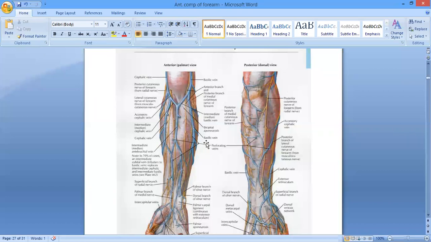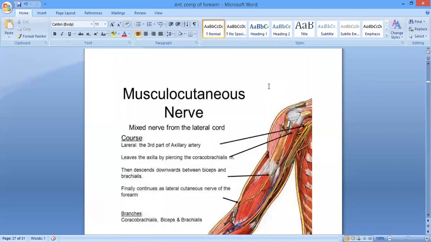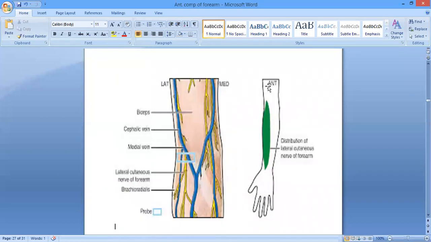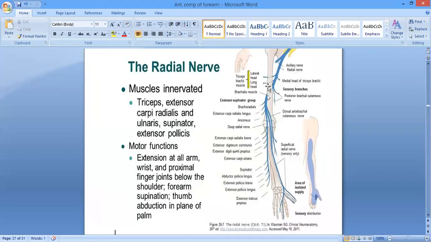And here you can see the other one, the posterior cutaneous nerve of the forearm, which is just going to supply the middle strip on the dorsal aspect of the forearm. And this nerve is a branch of the radial nerve, given higher up in the arm. Here you can see the posterior cutaneous nerve of the forearm is also given by the radial nerve in the posterior compartment of the arm, right?